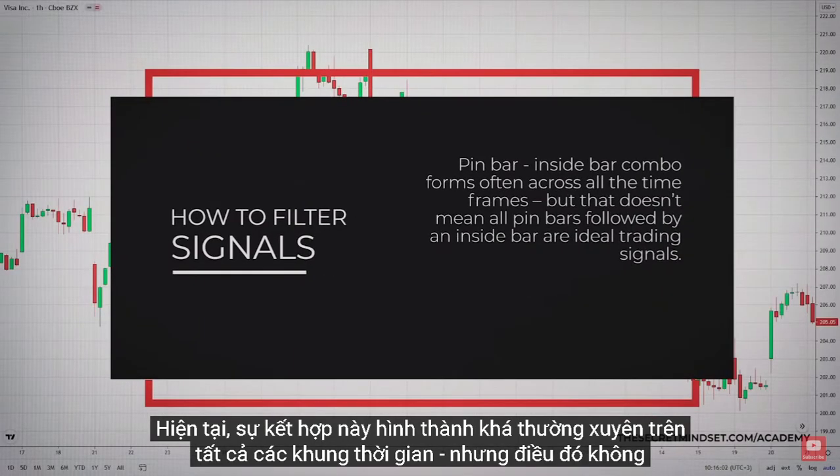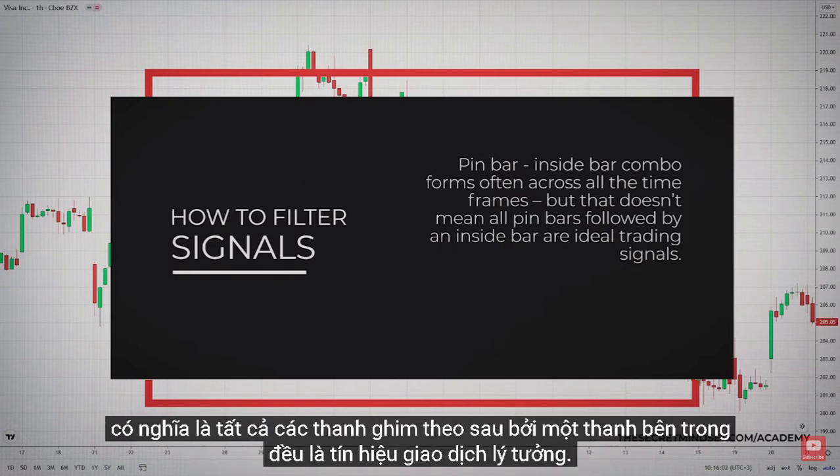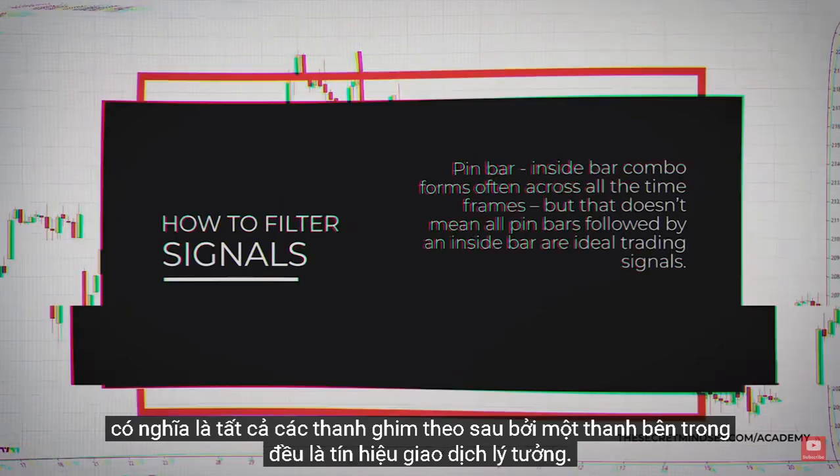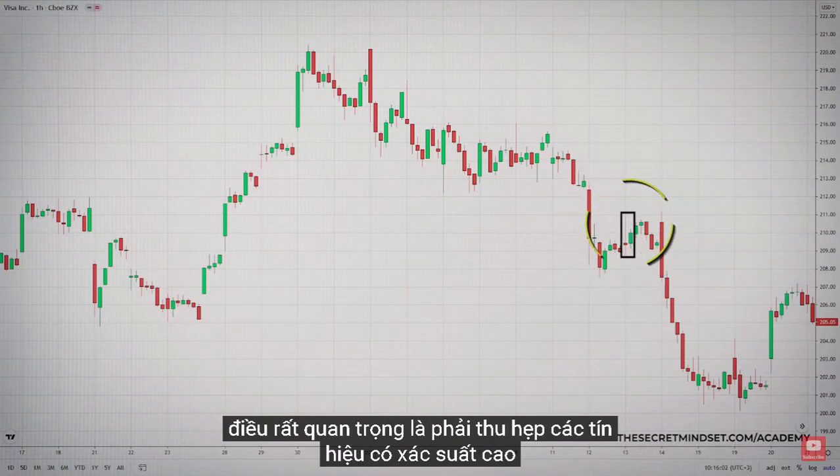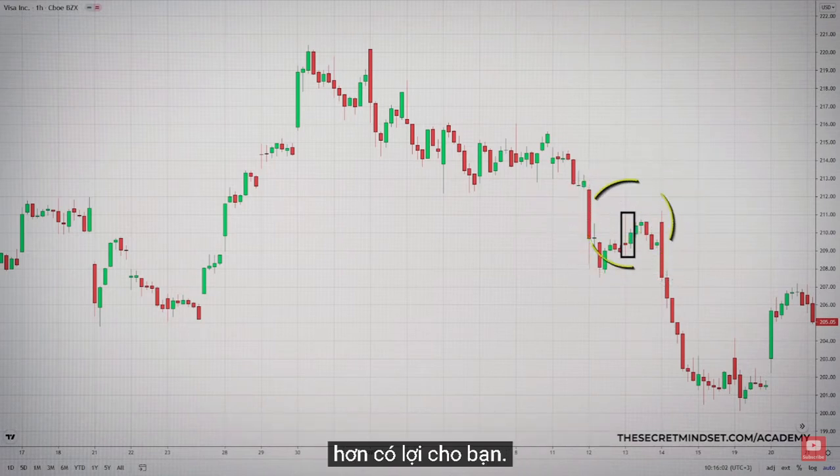Now, this combination forms quite often across all time frames, but that doesn't mean that all pin bars followed by an inside bar are ideal trading signals. If you traded every single setup, you would most likely end up losing money. So it's very important to narrow down the signals that have a higher probability of working out in your favor.